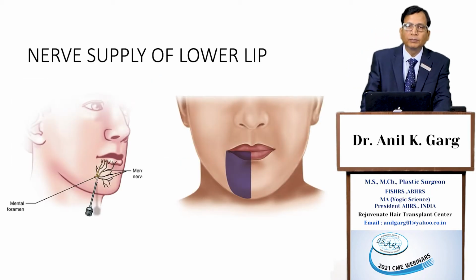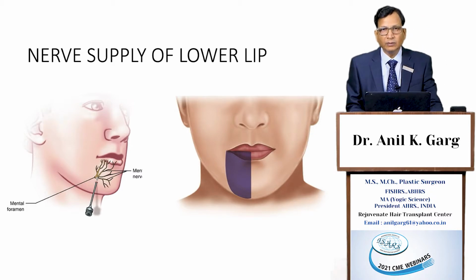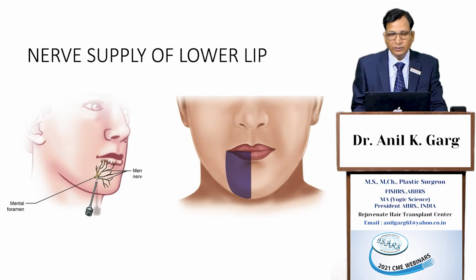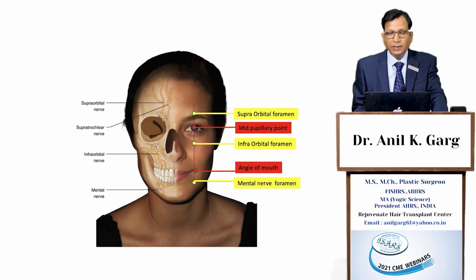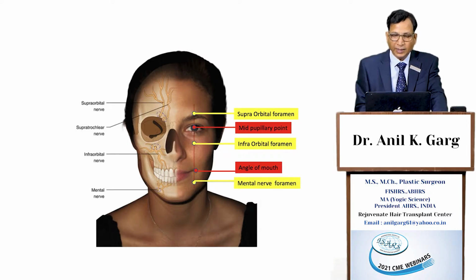Then the lower lip, we all know, is supplied by the mental nerve, and the mental foramen is located in the mid-papillary line. It is a good point to note that the supraorbital foramen, mid-papillary point, infraorbital foramen, angle of mouth, and the mental foramen all lie in one plane, in one line.